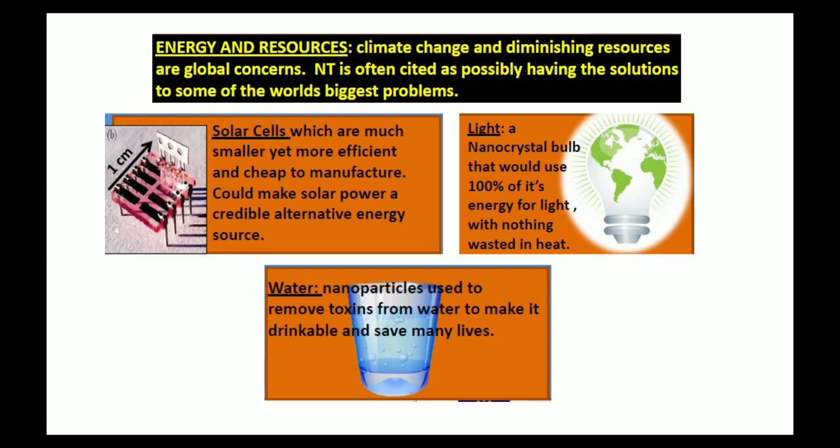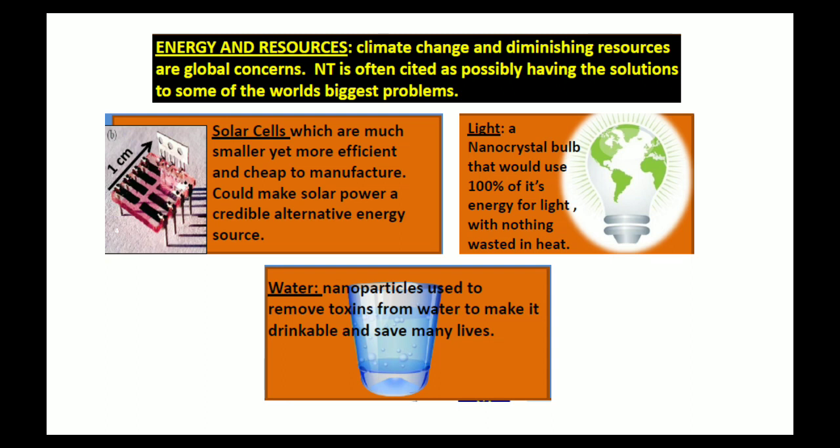Now energy is divided into two parts. One is energy generation, and second is energy consumption. You have to first generate it, and then you have to consume it. If you want to generate energy, then you have to use devices like solar cells, which are much smaller yet more efficient and cheap to manufacture, and could make solar power a credible alternative energy source. So nanotechnology is basically helping to achieve this goal.